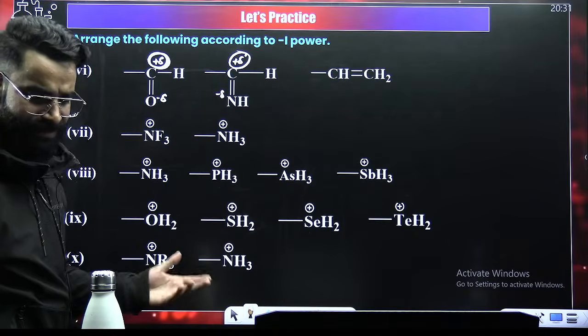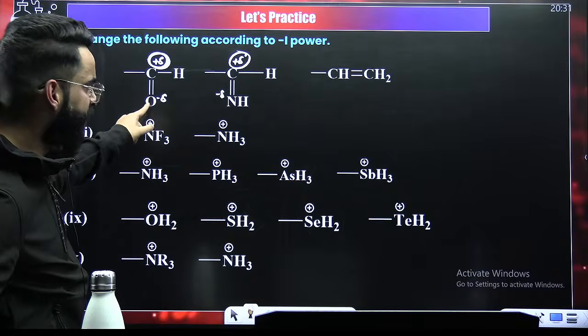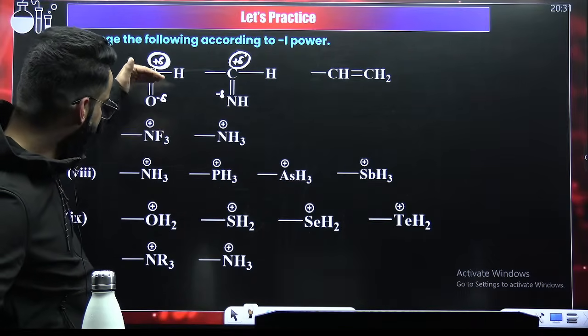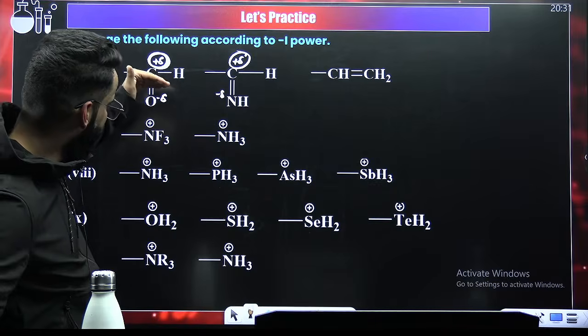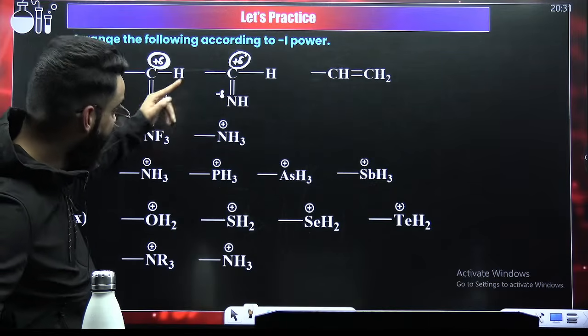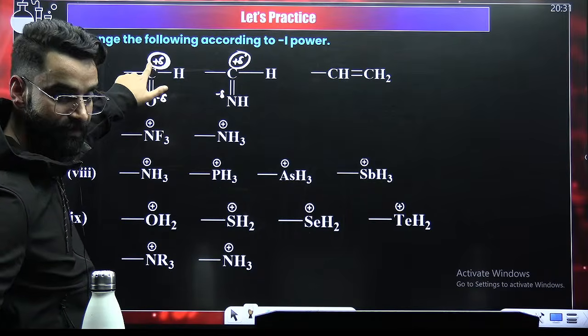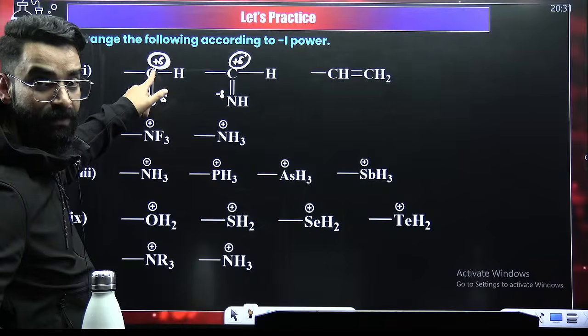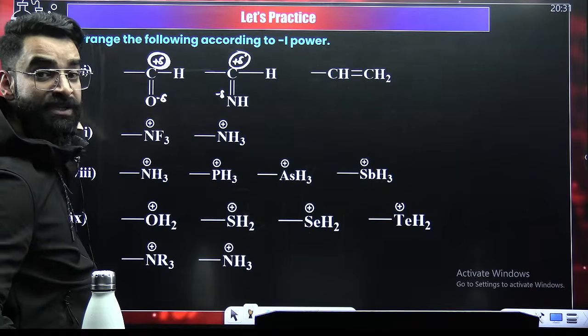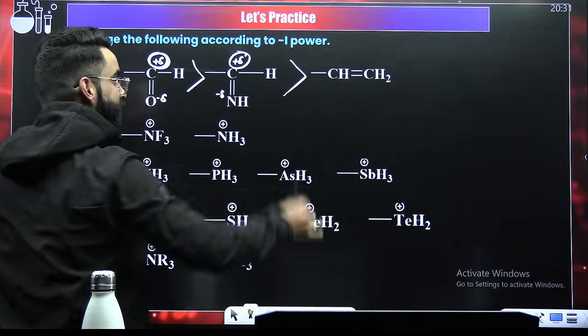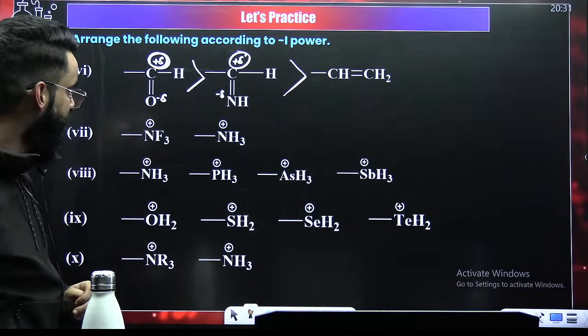Right? The answer is pretty simple. Carbon here is attached with oxygen. Here it is attached with nitrogen. Oxygen is more electronegative. It will pull the shared pair of electrons towards itself more than nitrogen, due to which this carbon gets more delta positive. Right? The more the delta positive, the more will be its tendency to withdraw the sigma electron density from the chain. So this is the minus I power.